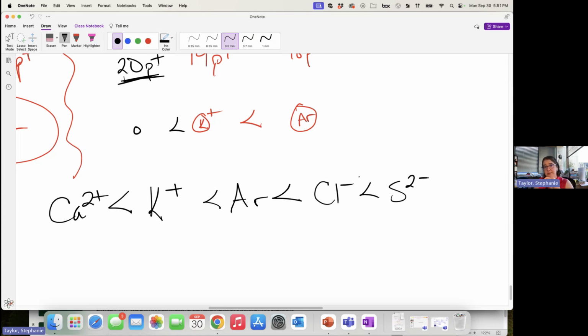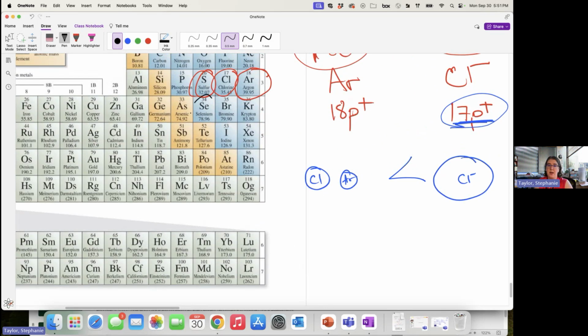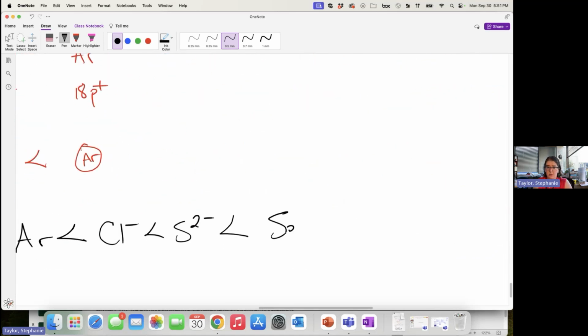If I want to add to this list and go outside of the range, if I want to go bigger, I'm going to either go larger in charge or go down the periodic table, but I'm not going to go up. So I could absolutely add selenium to this because it's one slot down from sulfur, so it should be larger because it has more shells, a higher value of N. I can stick that on here because I can directly compare the two largest things to each other.